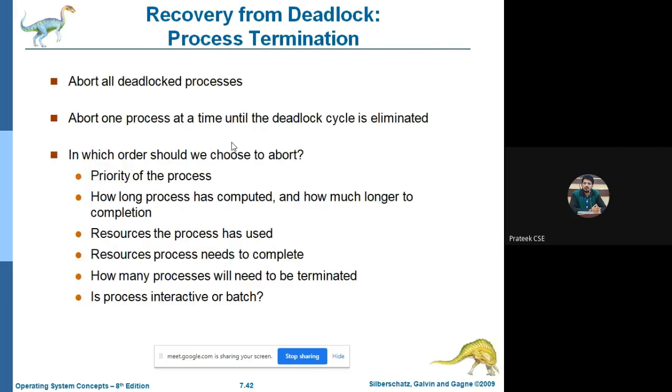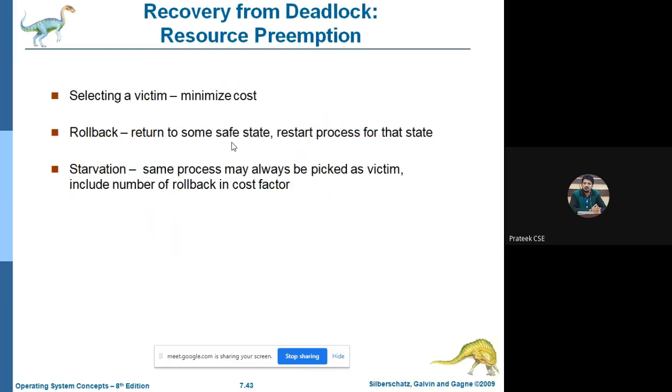So majorly there are two important things in deadlock recovery. Either through process termination we can achieve deadlock recovery. In process termination, either we can terminate all the deadlocked processes, or the second choice is that we can abort one process at a time, and after each termination we will check whether there is still a deadlock in the system or not. And the last method is through resource preemption: preempt some resources from some processes and give them to other processes so that they can complete their task. This way we can also break the deadlock cycle.